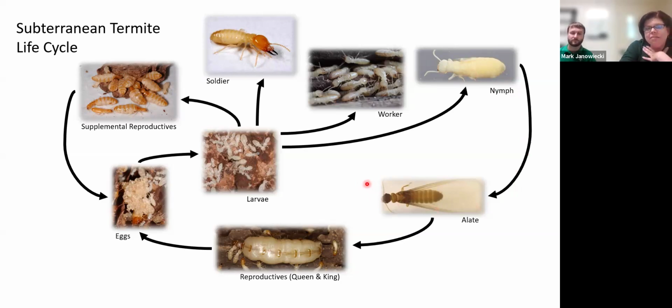The interesting thing about this is that the king and the queen can live a long time, but they're not going to live forever. At some point, she's going to slow down a little bit and not produce as many eggs as she once did. The colony might become so big that it's hard to keep up with the demand for new termites. So there can actually be supplemental and replacement reproductives within the colony to help supplement the egg production and colony growth. This is a normal part of a colony life cycle. You can actually have multiple pairs of kings and queens within a colony.